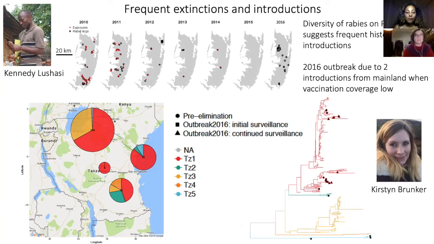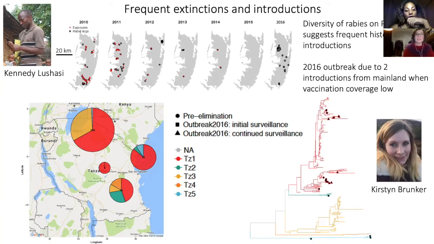And since 2010, over the course of his work, he's seen rabies go extinct. And that was because of a dog vaccination program that began in 2011 and was extremely effective. So we were all super happy to see rabies go extinct. And then in 2016, we saw this new outbreak, which was really disappointing. The subsequent sequencing of the virus showed us that those cases in 2016 were unrelated to the lineages that were circulating in the years 2011 to 2014.